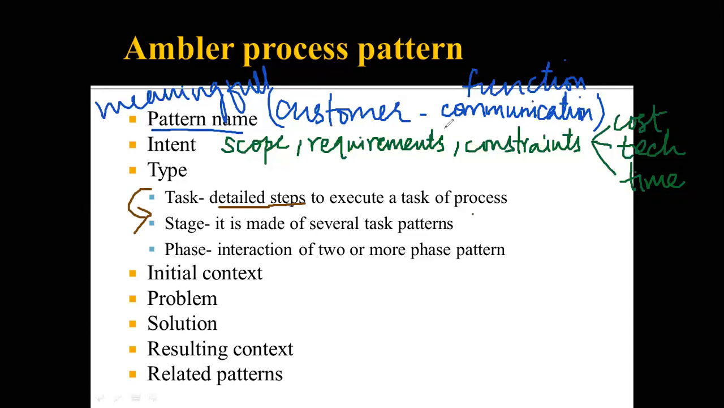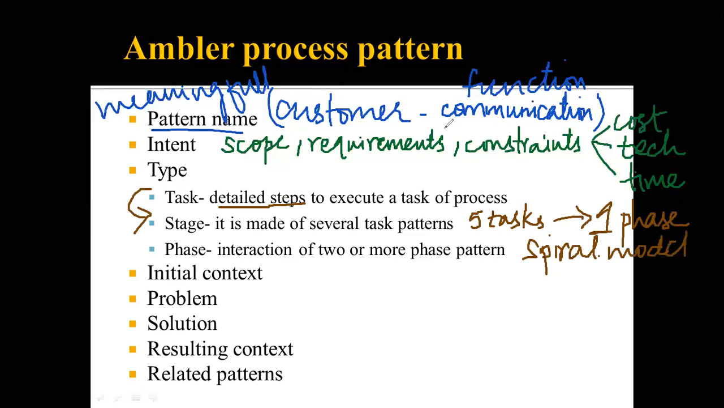That is, if suppose I complete 5 tasks, 5 tasks is going to form one stage. Whereas a phase is interaction of 2 or more stages. Now in here, there's an example, that is one model that we are going to study, that will be your spiral model. There are different phases, and how these different phases are going to interact is going to be told within the phase pattern.